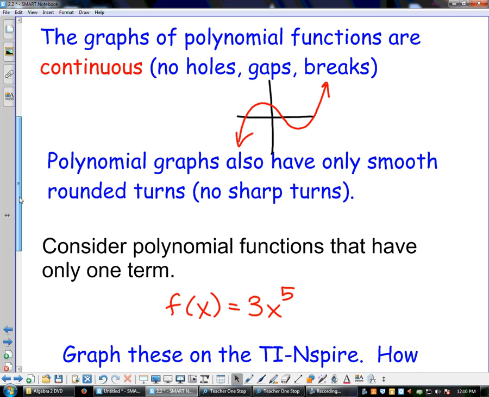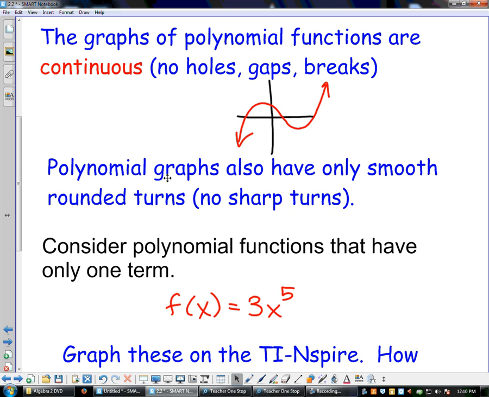The graphs of polynomial functions are said to be continuous. That means they have no holes, no gaps, no breaks. All right? Polynomial graphs also have only smooth, rounded turns, no sharp turns. So for example, you know in an absolute value graph, that's a sharp turn, right? So that would not be visible. You would not see a sharp turn in a polynomial function, right? Absolute value graphs are not polynomial, so we don't want this.